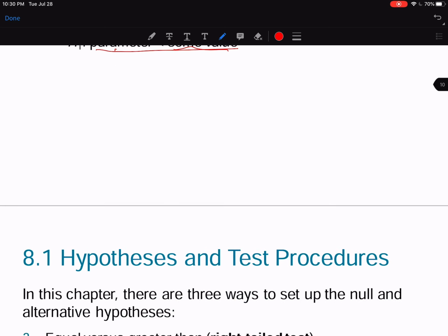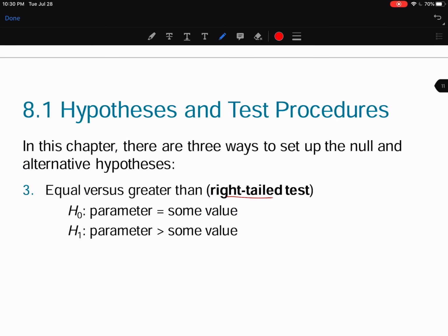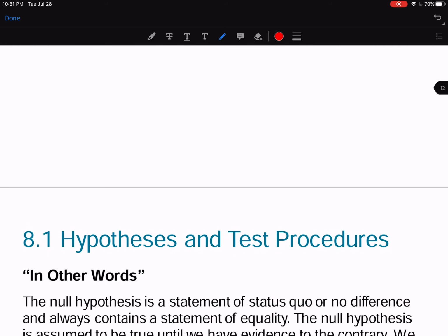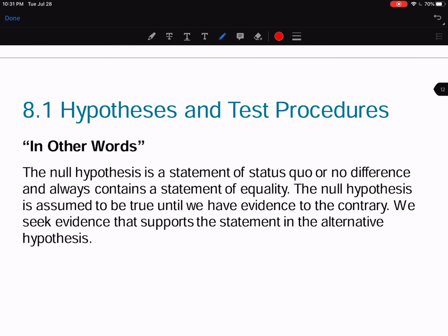So of course, the third one would be called the right-tailed test. And once again, the statement of the null hypothesis is always the statement containing the equality, which is the parameter is equal to some value. Since it's a right-tailed test, we're going to have the parameter is greater than some value in the alternative hypothesis. So that's pretty much the 3 different kinds of tests that we're going to meet in this chapter, or in this whole class.